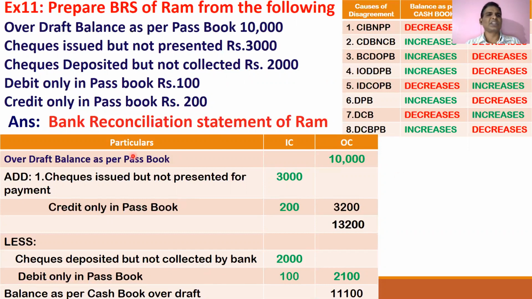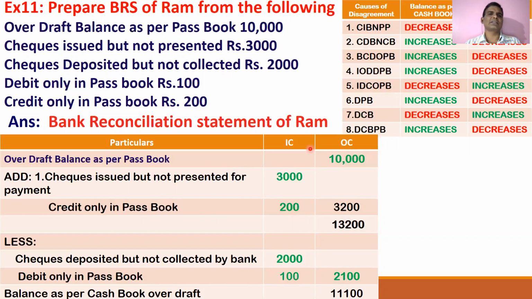Debit only in passbook. Whatever the debit in passbook, passbook decreases, by to less, 1000. Debit only in passbook, decreases, less. Credit only in passbook: whatever the credit in passbook, it increases, we have to add.